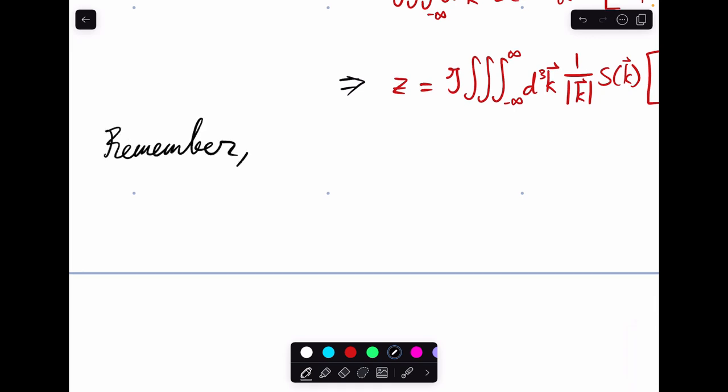Then there's a little thing we need to remember: alpha plus or minus holds a factor of k, of the magnitude of k.